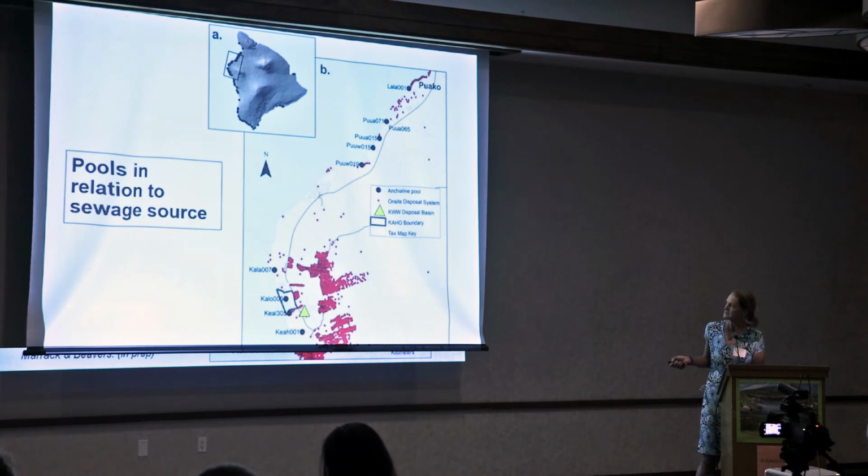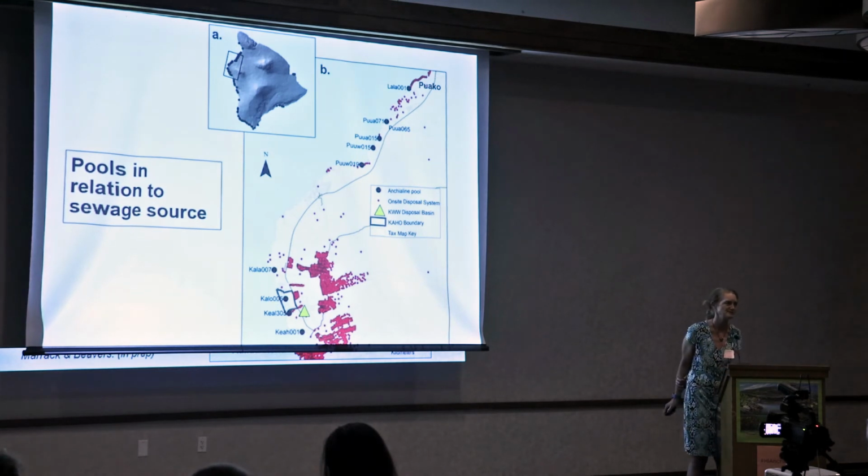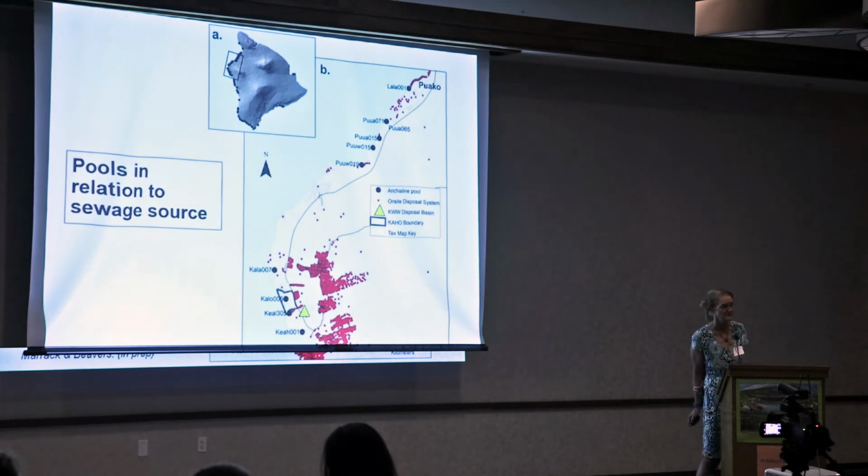The other thing to note is this yellow triangle is the Kealakekua wastewater disposal basin, where our water treatment center here in Kona actually disposes partially treated wastewater. And there have been a number of studies looking at how that water gets out offshore into the ocean and the corals. This is Kaloko-Honokōhau National Park, which we've been hearing a lot about.